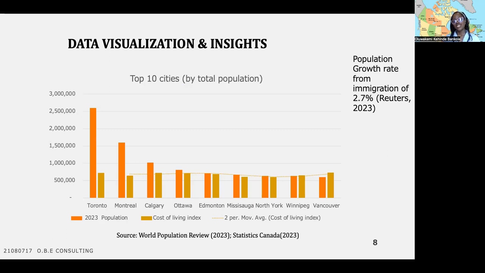And so, as indicated in this chart presented, the major city with the highest population size in Canada is Toronto, while other cities like Montreal, Calgary, and Ottawa follow it.